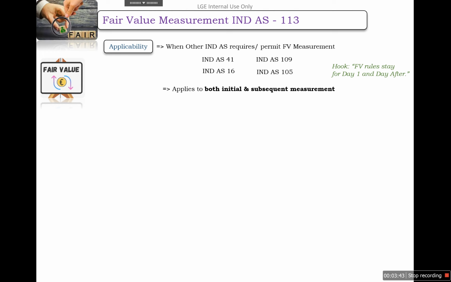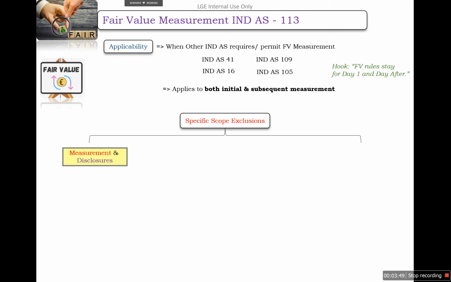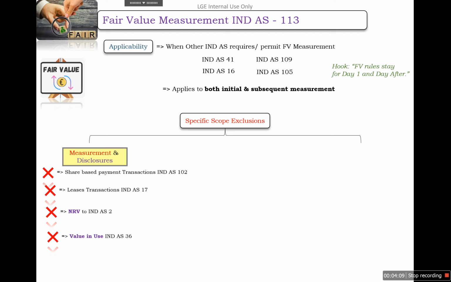There are some specific exclusions from Ind AS 113. There are two types of exclusions. One is from both the measurement and the disclosures. It is not applicable to share-based payment transactions, where Ind AS 102 will apply, and lease transactions, where Ind AS 17 will apply. Also, NRV for inventory and value in use in Ind AS 36 are excluded. If you see, these look like fair value, but these are not fair value. It is net realizable value and it is value in use. Both of these are excluded from the purview of Ind AS 113.